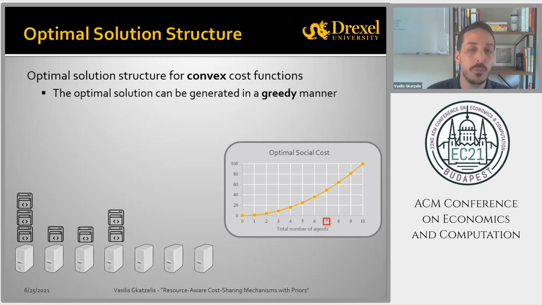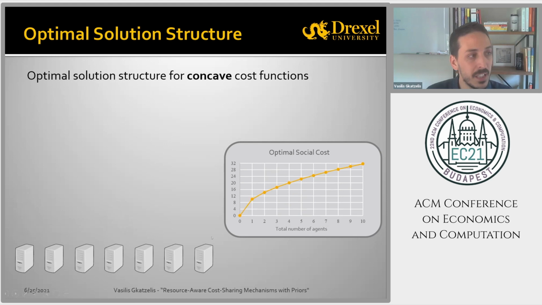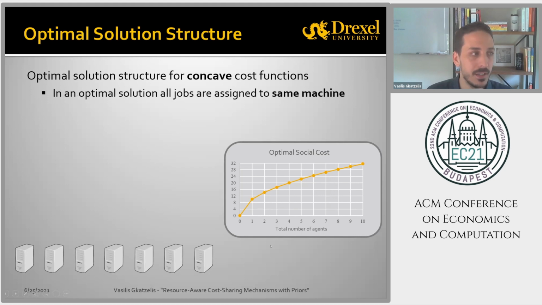And this is really important because this is what allows us to get a low price of anarchy in a decentralized setting: this optimal solution, which we're trying to achieve in a decentralized way, is actually very structured. Similarly, if all the cost functions are concave, first of all, the optimal social cost is also going to be concave. But it's a little bit trickier, not as simple as convex cost functions. The structure of the optimal solution, though, is still very useful.